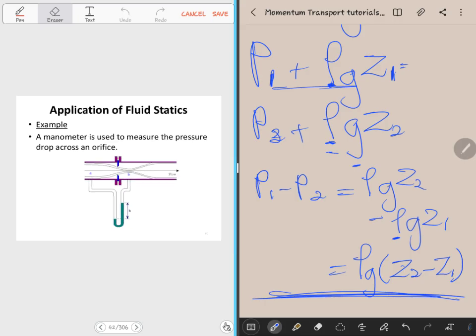Then again, when we come here, we said the manometer is used to measure pressure difference, right? But a very typical example is that we use it to measure the pressure difference across an orifice. An orifice is a place where, you see, this is like a tube, right? And the fluid is flowing from here to here, and then we are trying to use something to close it.